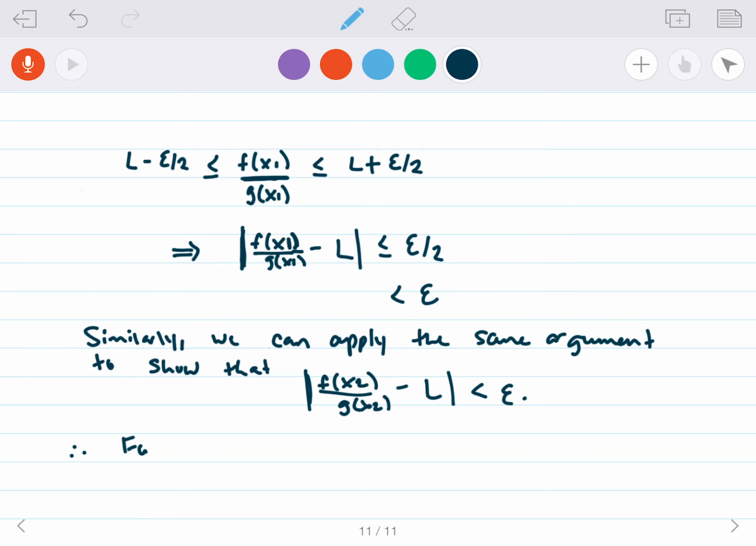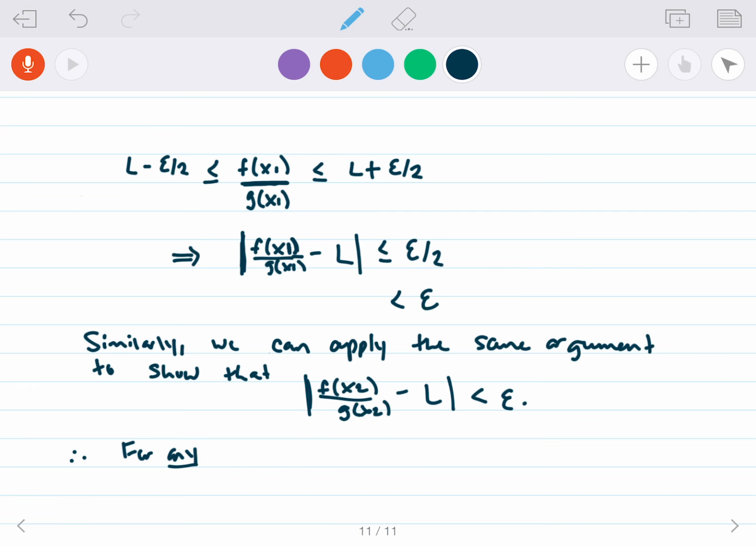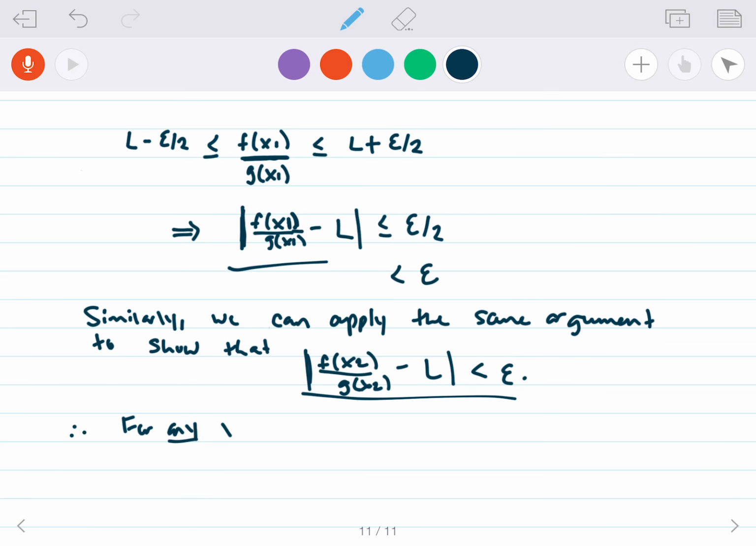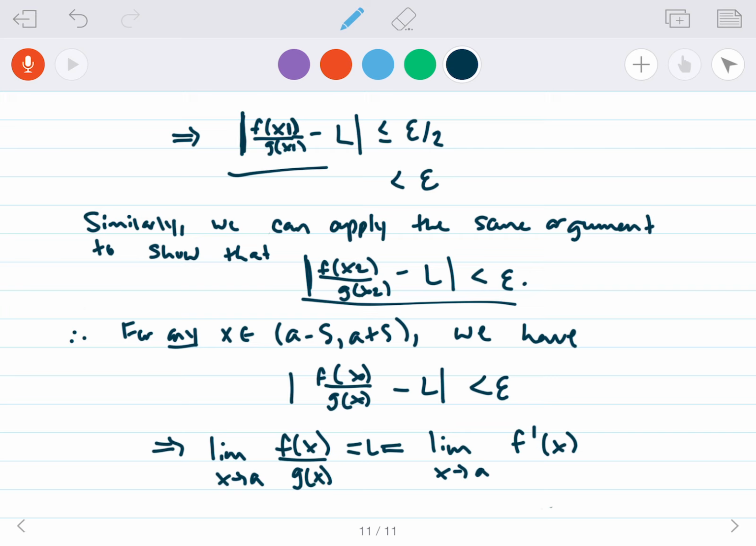So we looked at stuff on the left and stuff on the right, but since both of these arguments produce the same thing on the left and the right side, for any x in this neighborhood, we have the absolute value of f over g minus the limit is less than epsilon, and hence the limit as x goes to a of f over g equals L. And by assumption, this was equal to the limit as x goes to a of f prime of x over g prime of x. And so L'Hopital's rule is shown.